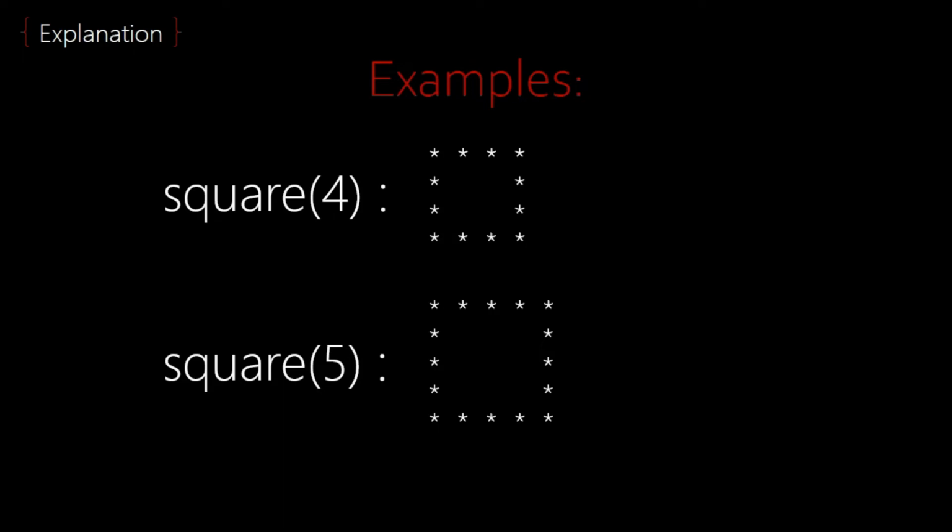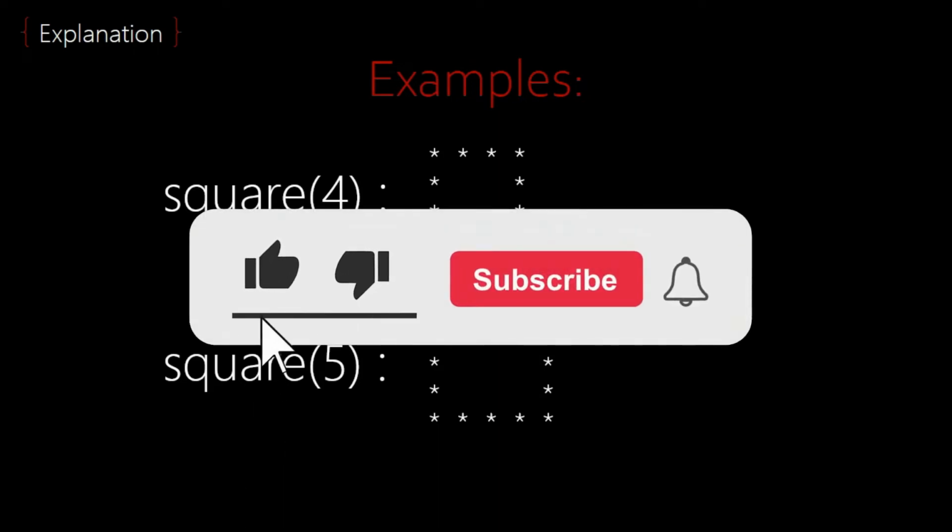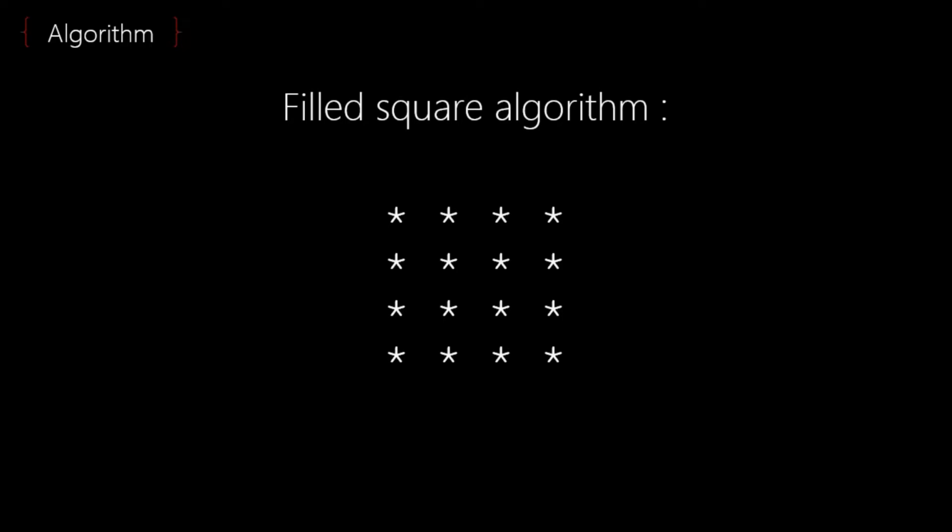If you didn't solve the problem from the previous video, you can pause the video here, try to solve it on your own, then come back to see the answer. First, I'm going to show you the algorithm for an easier version of this problem, which is printing a filled square. Then we will see later how to make it empty from inside.